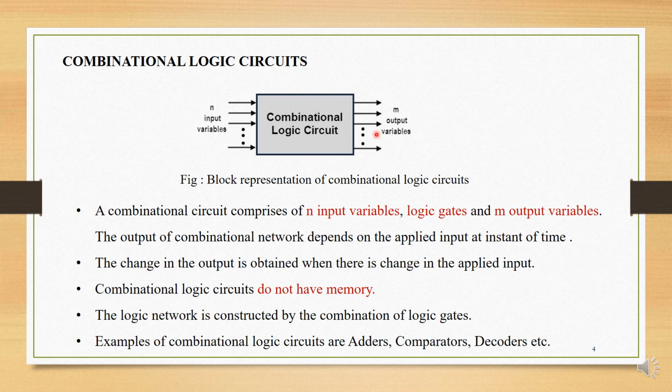The output of the combinational logic circuit depends on the values of the applied input at any instant of time. So if you are observing some change in the output, definitely there will be some change in the applied inputs. Combinational logic circuits do not have any memory. It means that it does not have the capacity to store data. So as and when you change the input value, accordingly the output also changes. The logic circuit here is constructed by a combination of logic gates. Some examples of combinational logic circuits are adders, comparators, and decoders.